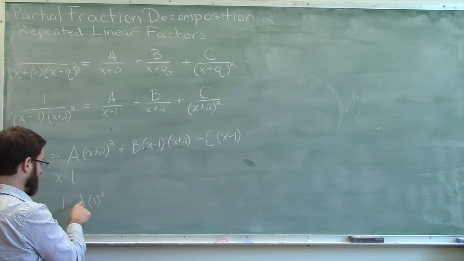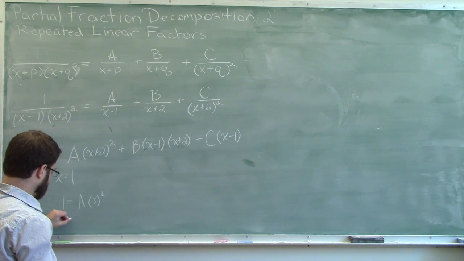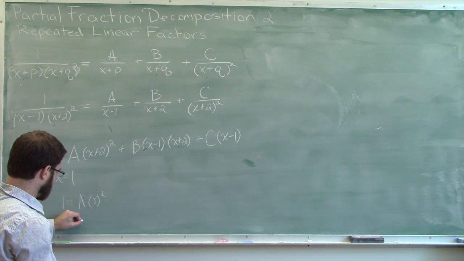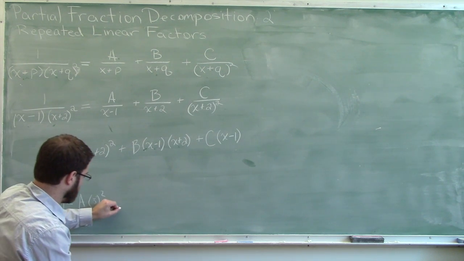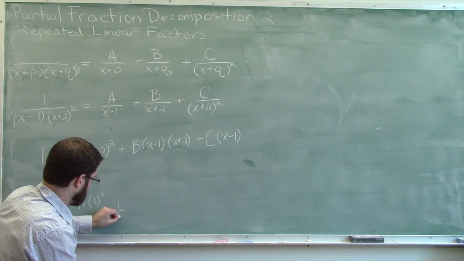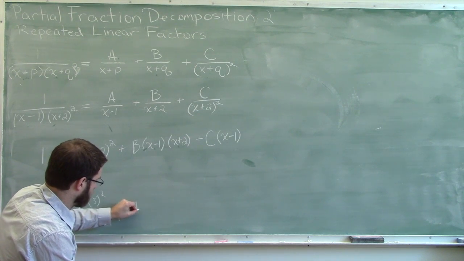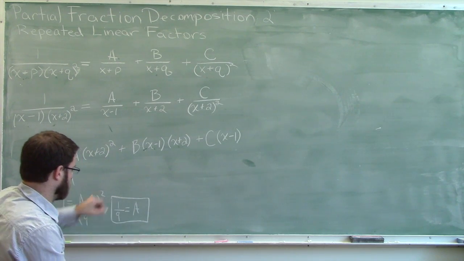1 is equal to a times 3 squared. 3 squared is 9. So 1 is equal to a times 9. And if we divide both sides by 9, we get the value of a. A should be 1/9.